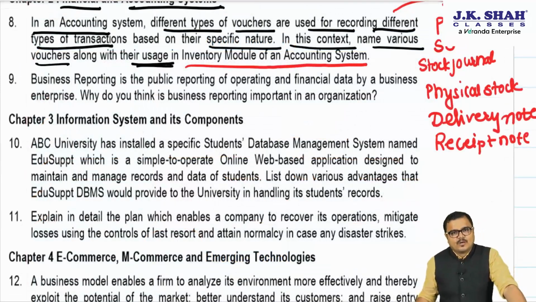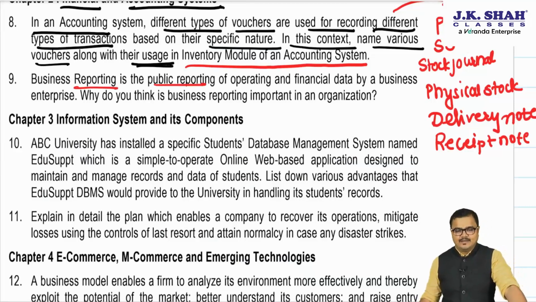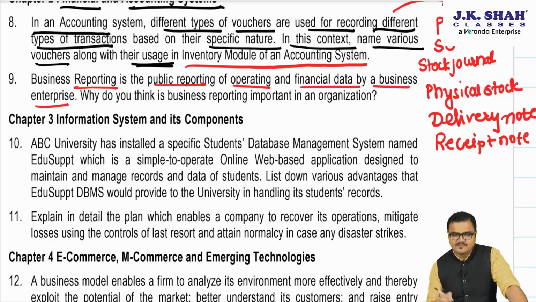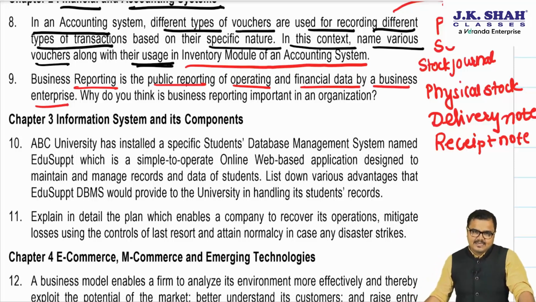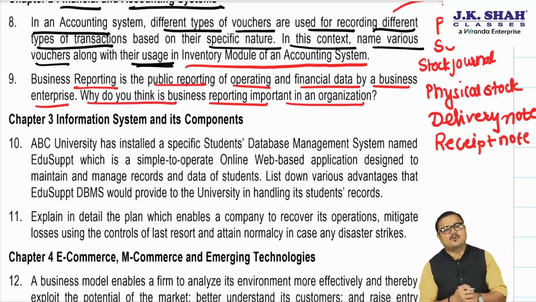Next question, what does it say? Sir, it says business reporting is the public reporting of operating and financial data by a business enterprise. We all know that reports are the most important and crucial part of a company, correct? Yes, sir. Why do you think business reporting is important in an organization? Again, the same question they had asked us. So why are these business reports so important?